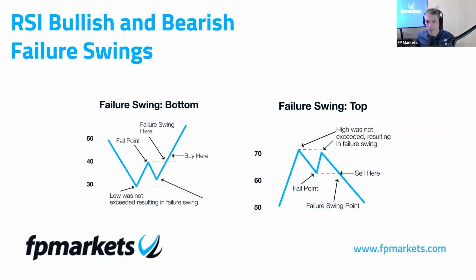So a bullish failure swing forms when the RSI moves below 30. As you can see, below 30 at this point here, this would be the oversold threshold. So we move below 30, and the indicator bounces back up above 30, forms a high, which is called your fail point, and then forms a higher low. Okay. Now it's important this higher low does not re-enter the 30 threshold.